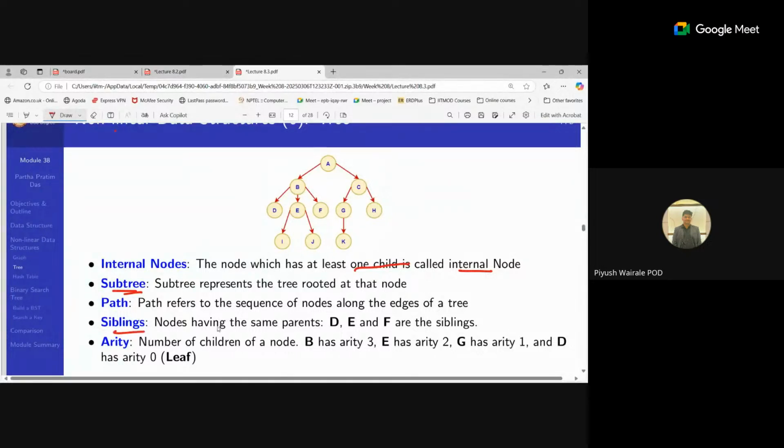So siblings, you can say having the same parents, we can say siblings. Not that important, but you can keep the nomenclature. Arity, very important. Number of children of a node.